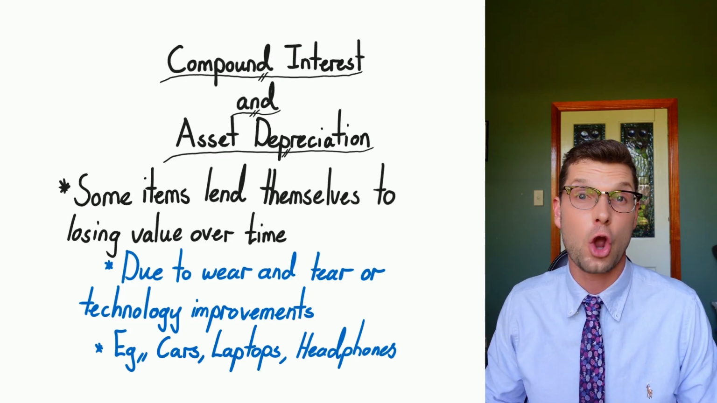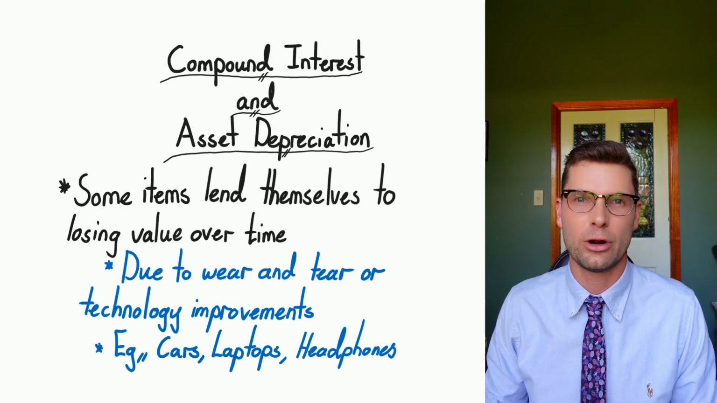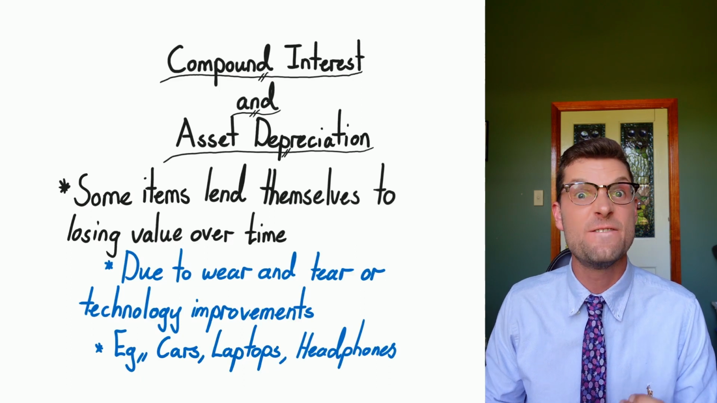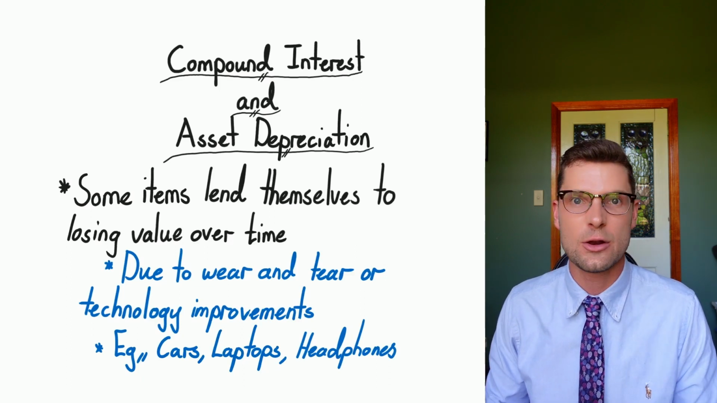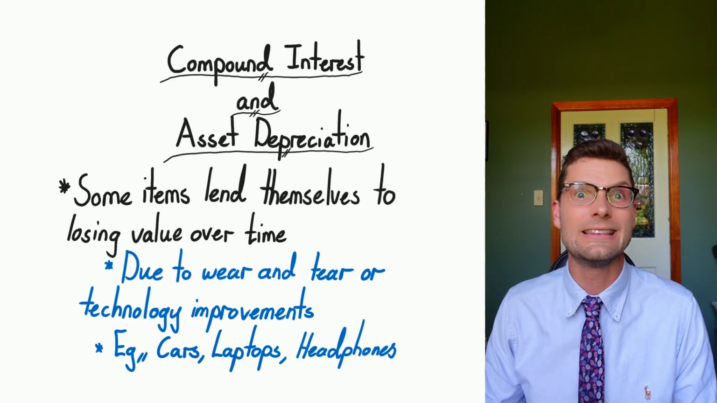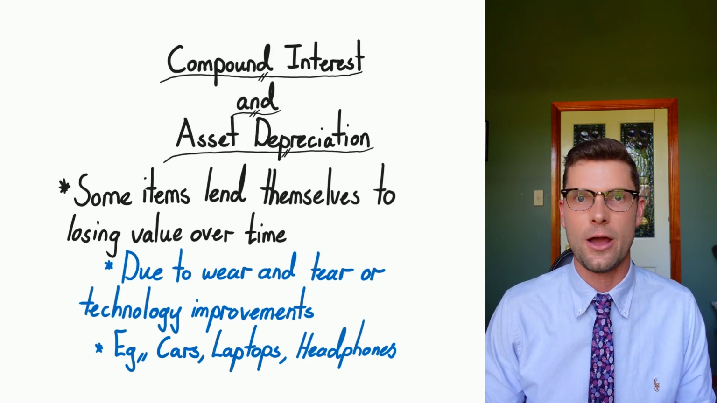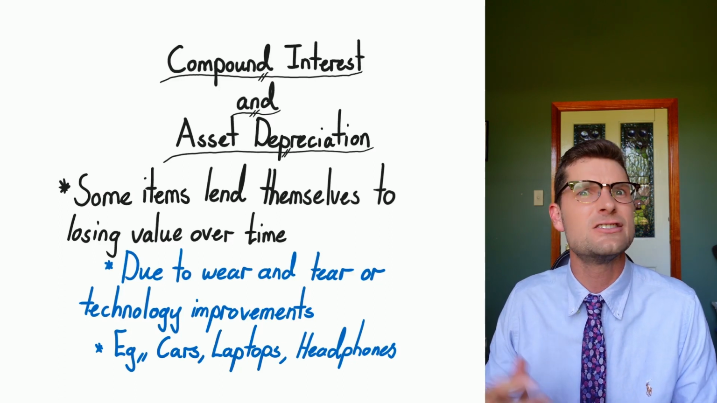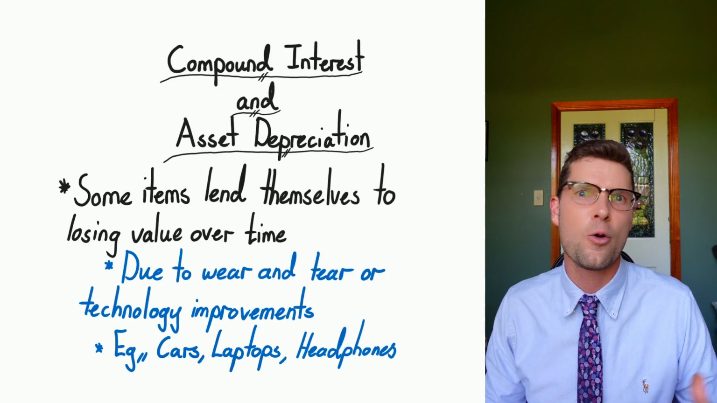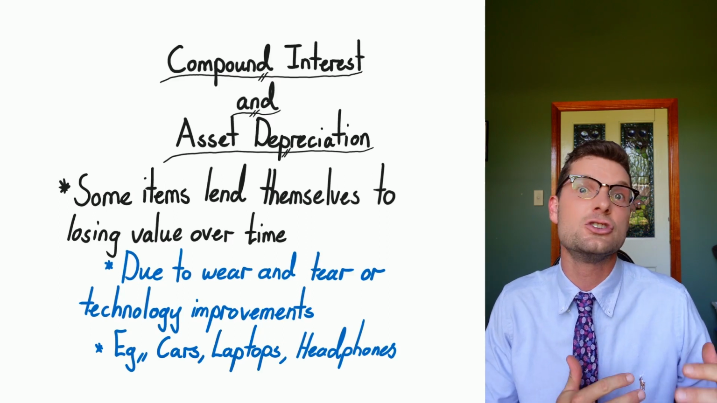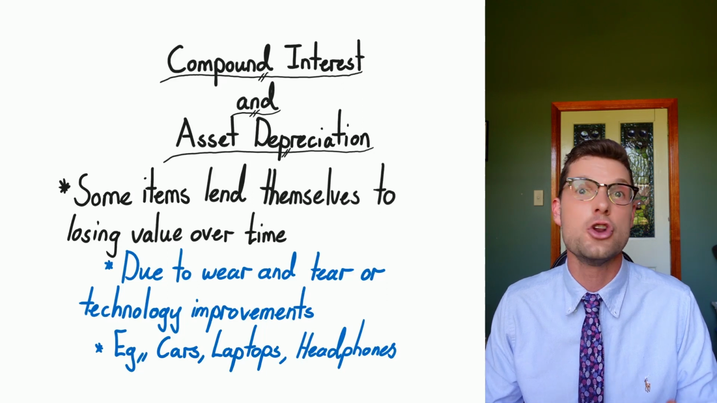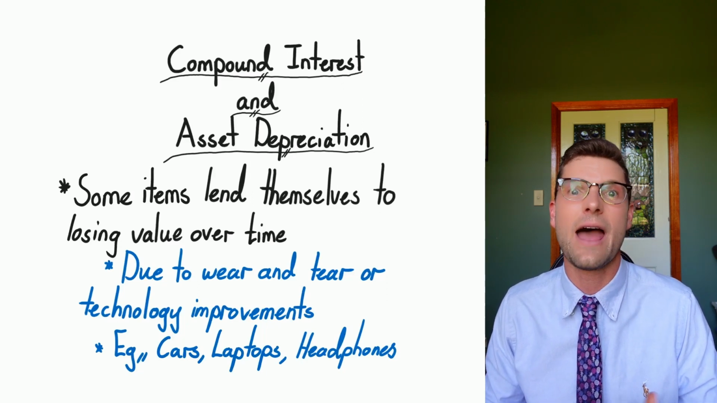Today we're going to have a look at compound interest and asset depreciation. We've only really looked at compound interest when we're talking about money, physical things, maybe like an investment or a loan. But some items really lend themselves to losing value over time, especially when upgrades in technology are involved. For example, if you tried to sell your iPhone 4 now, there's no way you're getting $900 for it, which is what you paid for back then. As new technology comes out and makes your old technology obsolete, you're not going to get as much money for that item as you move forward.